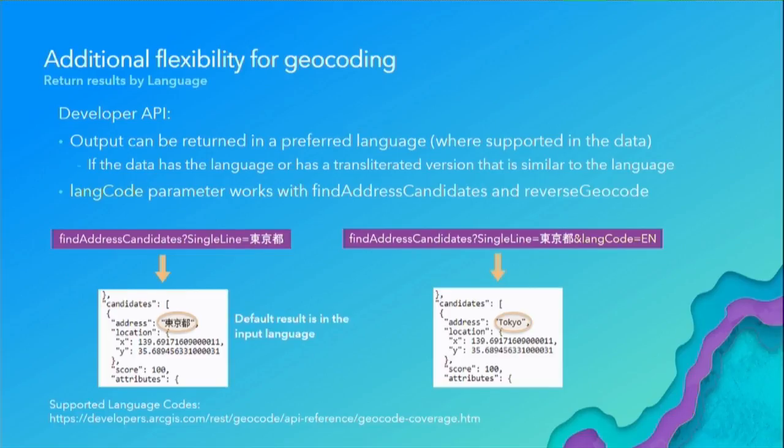So if you're building applications and you have some need to do some localization or to prefer returning results back in a specific language, we have that capability built into the API, and you can take advantage of it today. And there is some more information about supported language codes on the developer site at our geocoding coverage page. And so the URL is here, and you could learn more about the different supported languages.